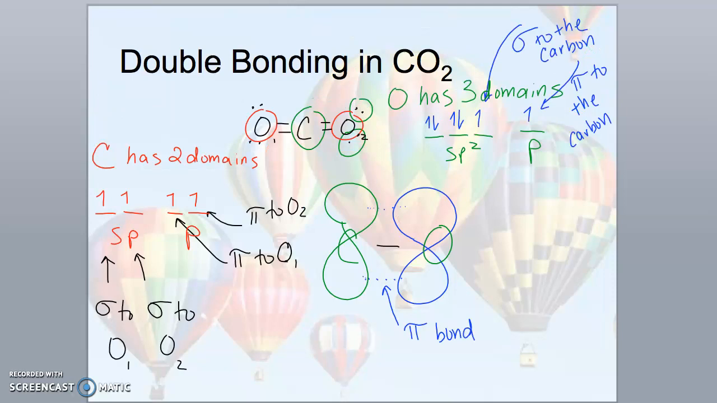Carbon is sp hybridized, leaving 2 p orbitals. Oxygen is sp3 hybridized, leaving 1 unhybridized p orbital. The pi bonds result from overlap of these p orbitals.